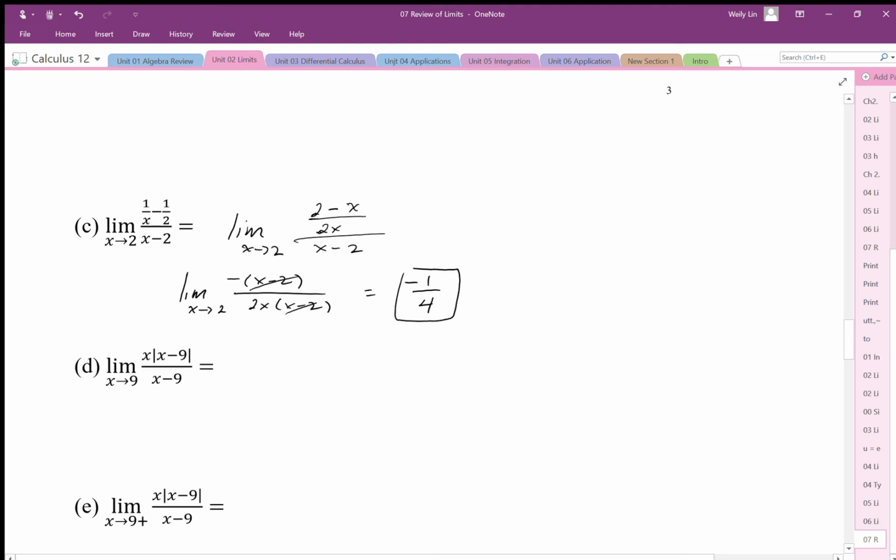And again, if we're not sure about these, if we get stuck, we can always graph them. Even if you get them right, it's good to graph them because it gives you a good sense of what you're doing.